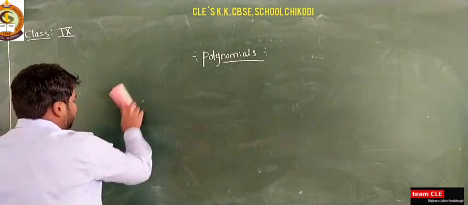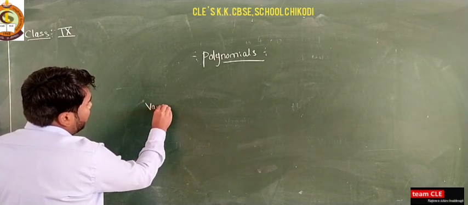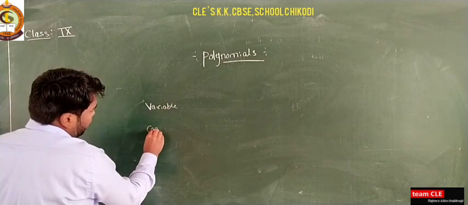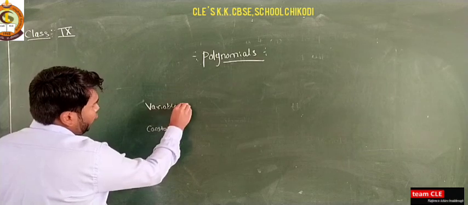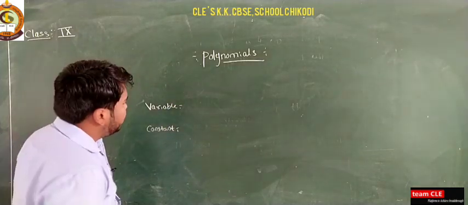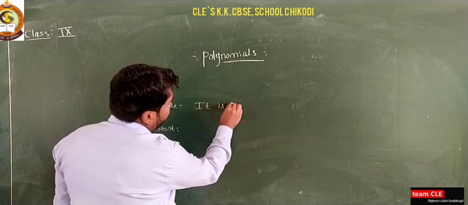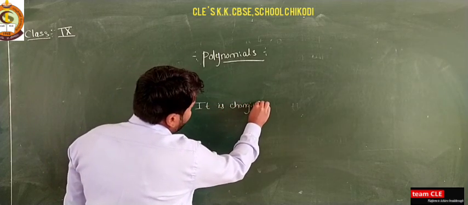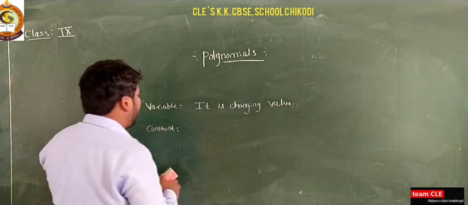So what is the definition of variable and what is the definition of constant? These two definitions are very important. See here, a variable is a changing value.